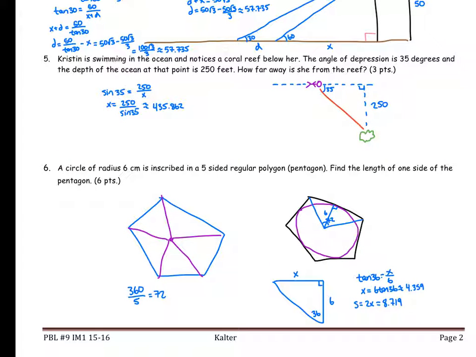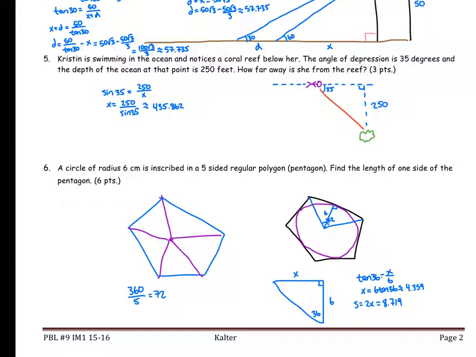For our last two problems, we're going to do another angle of depression here. So this diagram is something close to what you should have gotten. So remember, don't forget, the angle of depression is always from the horizontal. This in here is not the angle of depression. It's right there, all right?